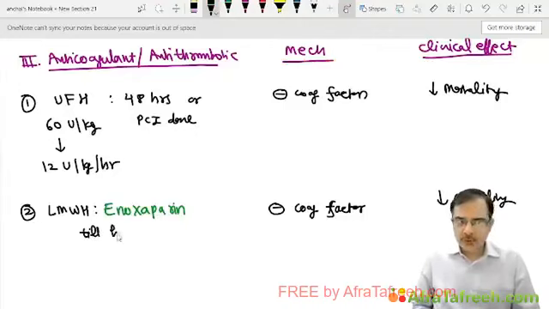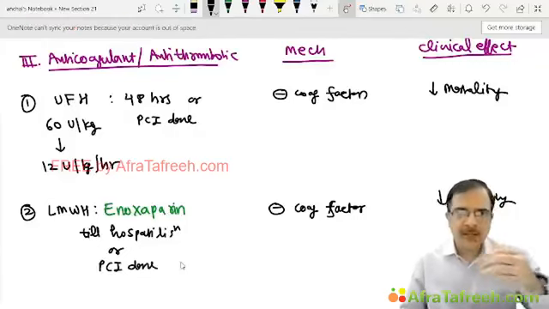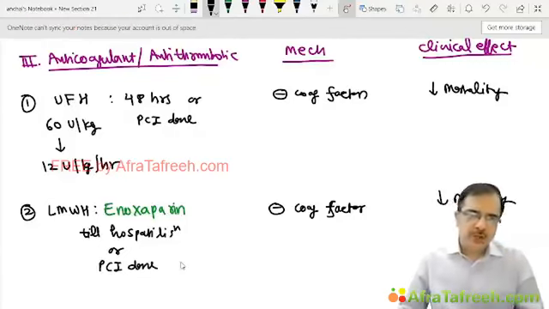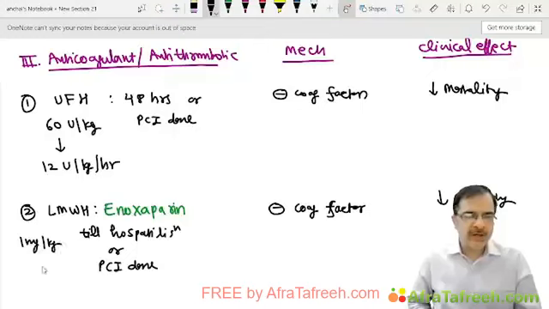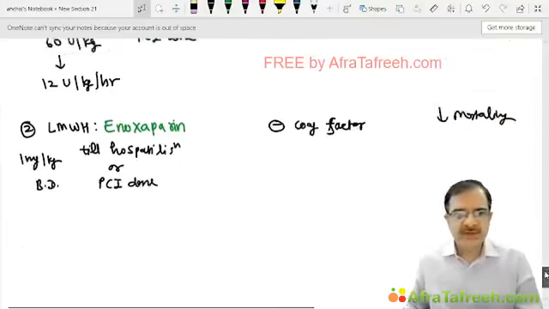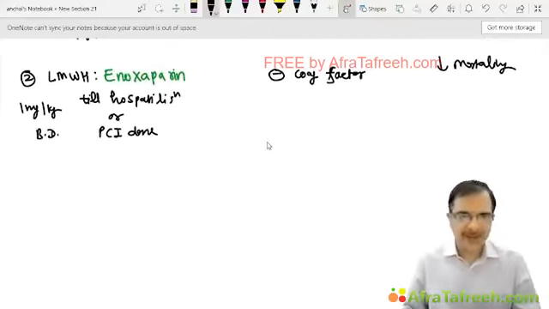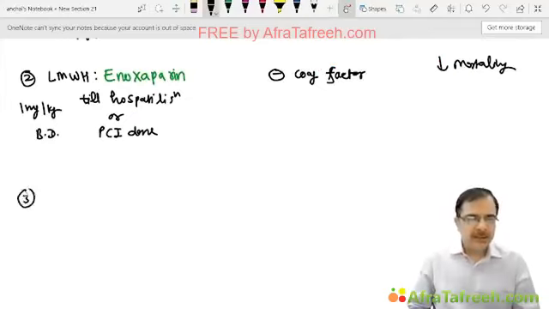And till what time should it be given? It is given till the patient is hospitalized or PCI is done. So it can be given through the hospitalization, depending on patient ambulation. The dose is 1 milligram per kg body weight twice a day, BD, subcutaneously. These days we prefer a low molecular weight heparin instead of unfractionated heparin.